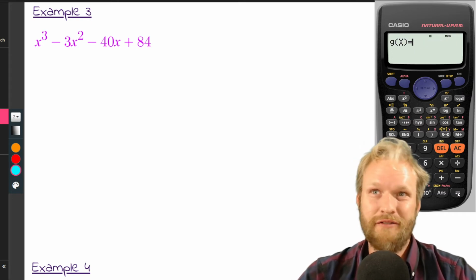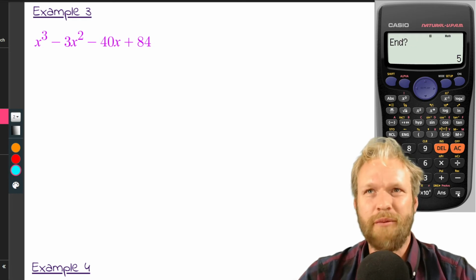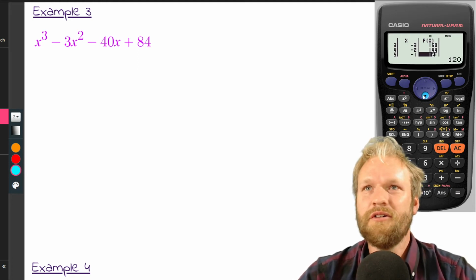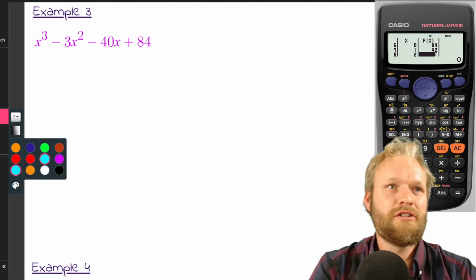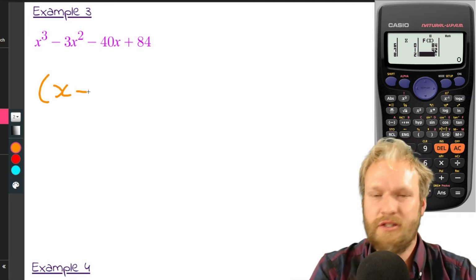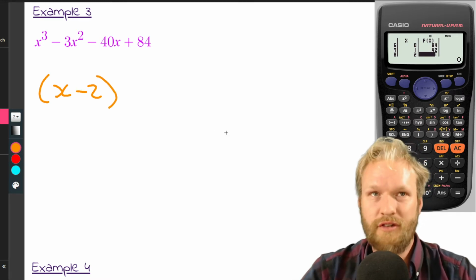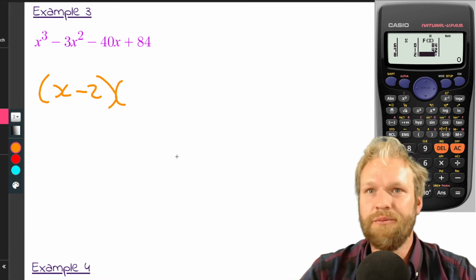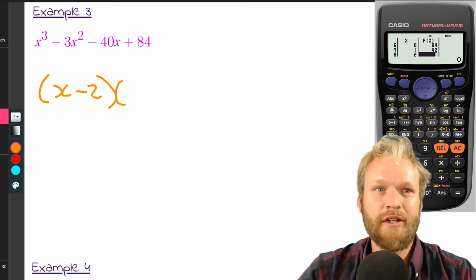Equals, no second function. Start, we're going to go from minus 5 up to 5 in steps of 1. And we're going to see, is this output ever 0? So those don't seem to promise. Oh, there we go. 2. Okay, so we've got x minus 2, because it's a positive 2, so we're just subtracting 2. And then we'll go for our next one. And calculator, where did you go? Here we go.